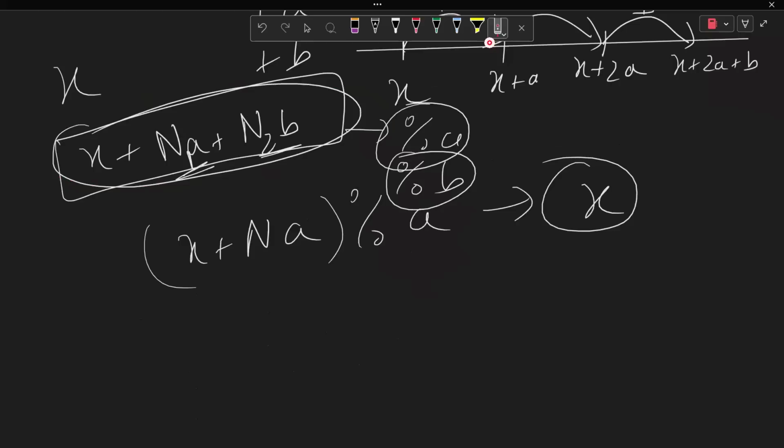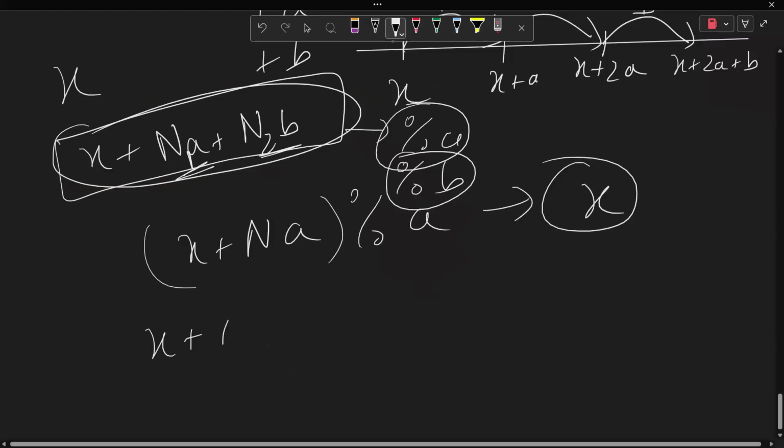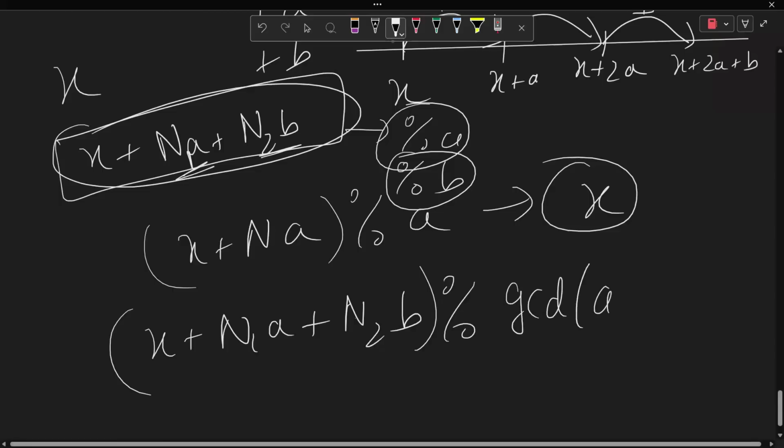The intuition for why I'm saying this is that the constant that would remain here is x plus n1 times a plus n2 times b, mod of what? If you take the GCD of a and b, the modulo of this would remain constant.